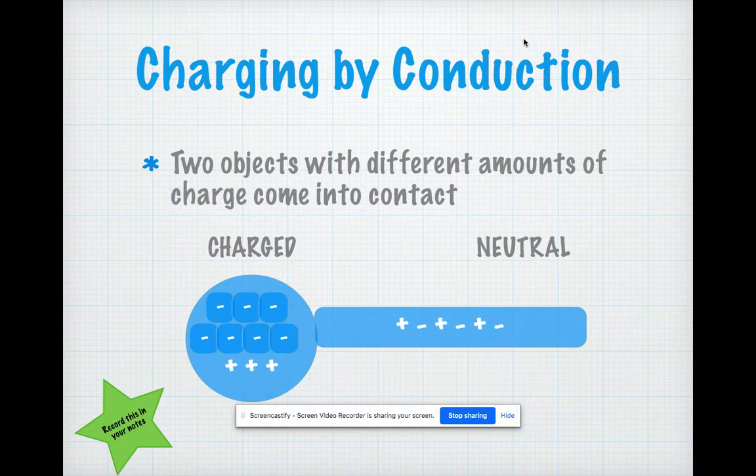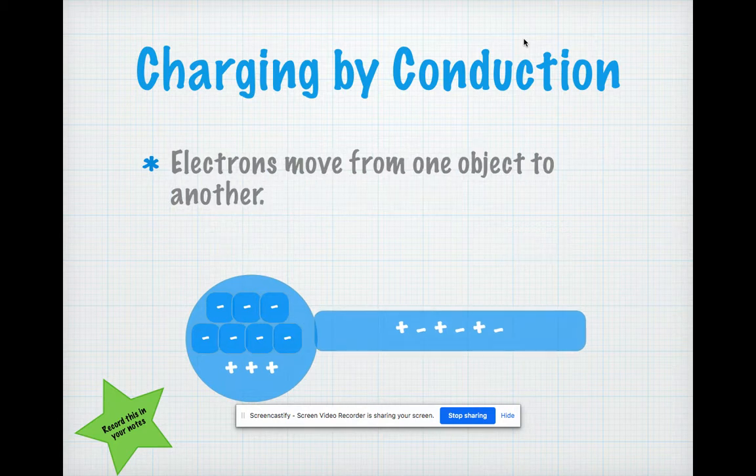You can see our neutral object has equal numbers of positives and negatives, and you can see our charged object has way more negatives than it does positives. So what's going to happen is electrons are going to move from one object to another. Remember, only the electrons move, the protons do not move. The electrons are always going to move to whatever object has fewer electrons.